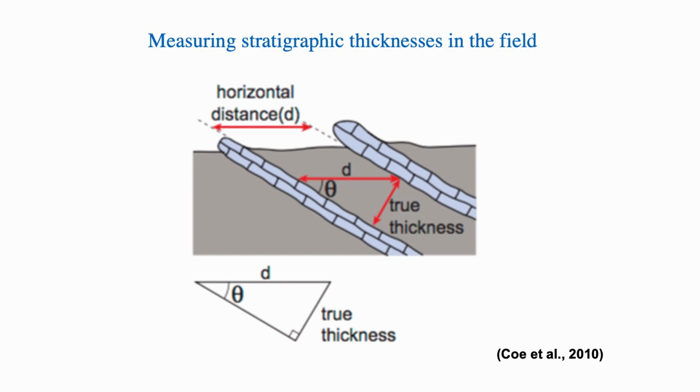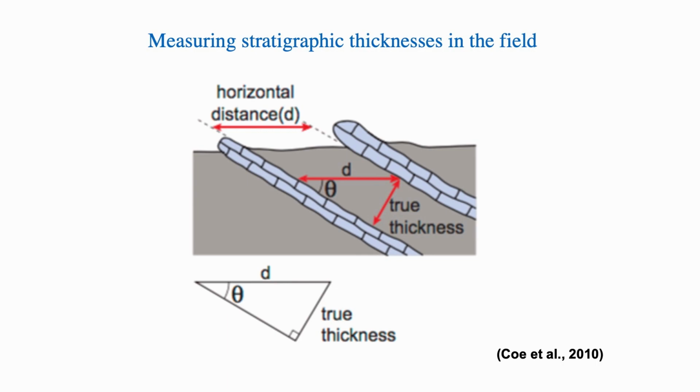The first method effectively relies on using trigonometry. If you know at the outcrop the distance between two beds at the surface, and you know the angle of the bed, which you can measure with a clinometer, you then have a way of calculating, using Pythagoras' theorem, the true thickness of the formation. So that's the first method that you can apply, which is a mathematical way of determining the true thickness of a stratigraphic unit.